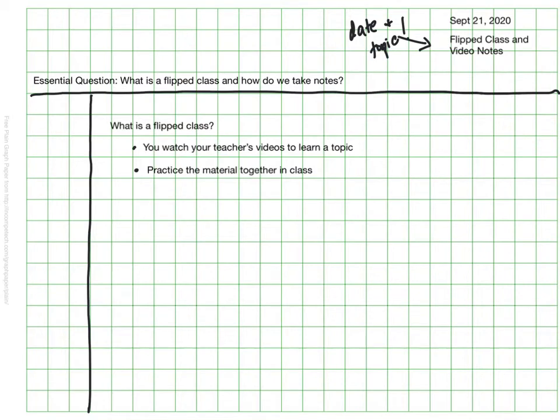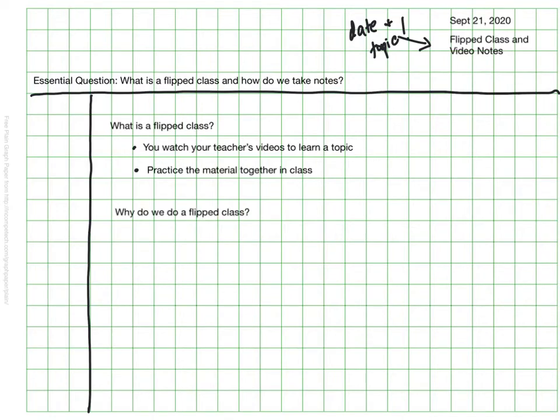So a flipped class is called flipped because it's kind of backwards, right? So instead of me talking at you in class and then you doing homework out of a book, we flip it. You watch your teacher's video to learn a topic. So you'll watch a video I make to learn a topic, and then we'll practice the material together in class.